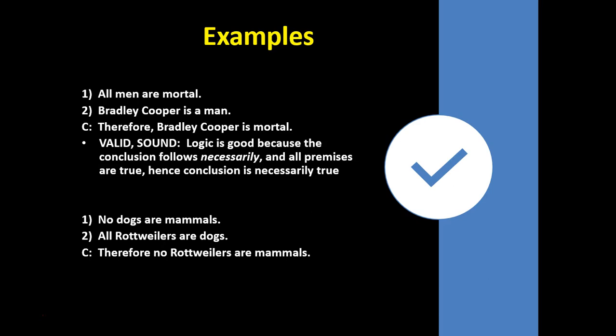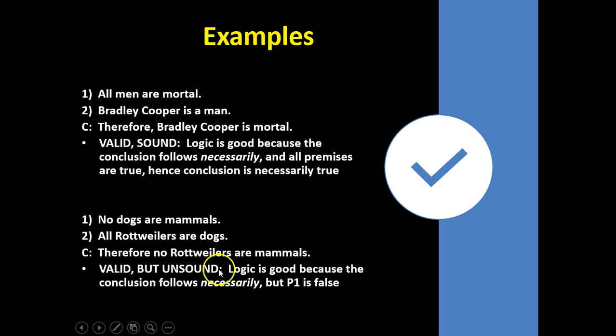That means you have to check for soundness. Is this true? So check the premises. No dogs are mammals. False. All you need is one false premise to make the argument unsound. So this argument is valid but unsound. The logic's good because the conclusion follows necessarily, but premise one is false. All dogs are actually mammals, right?